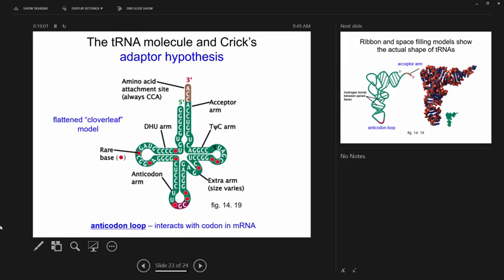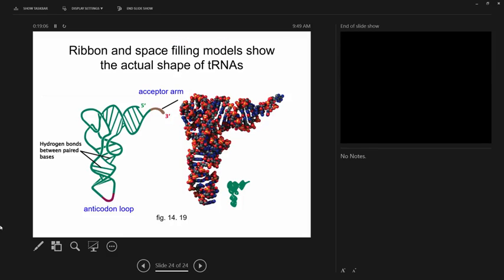So this is what a transfer RNA looks like when you flatten it out. Here are 2 pictures, both a line drawing showing where all the base pairing is and a space filling model here showing what it looks like in 3 dimensions. The transfer RNA is sort of an L shape.